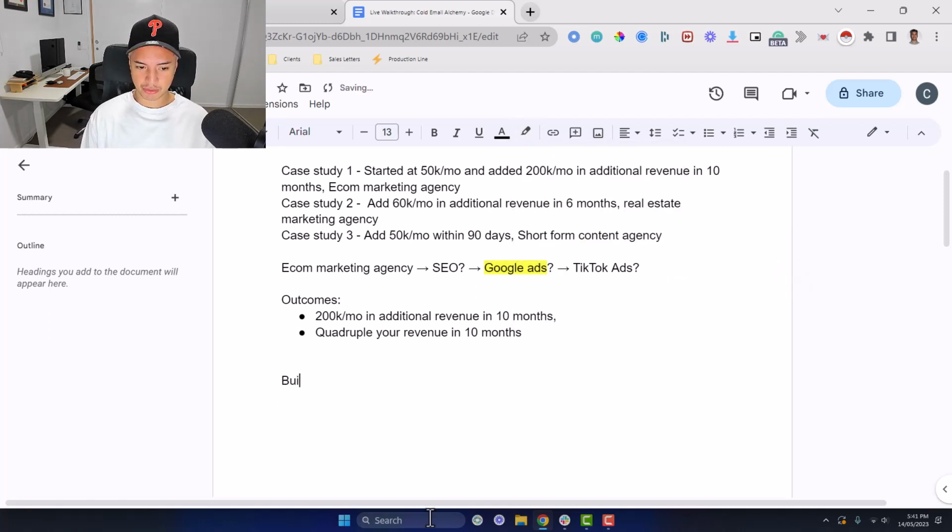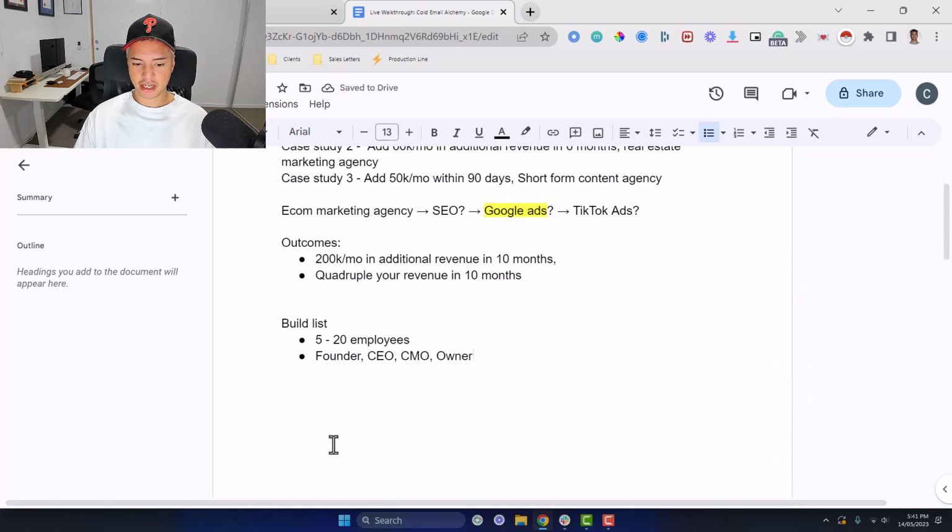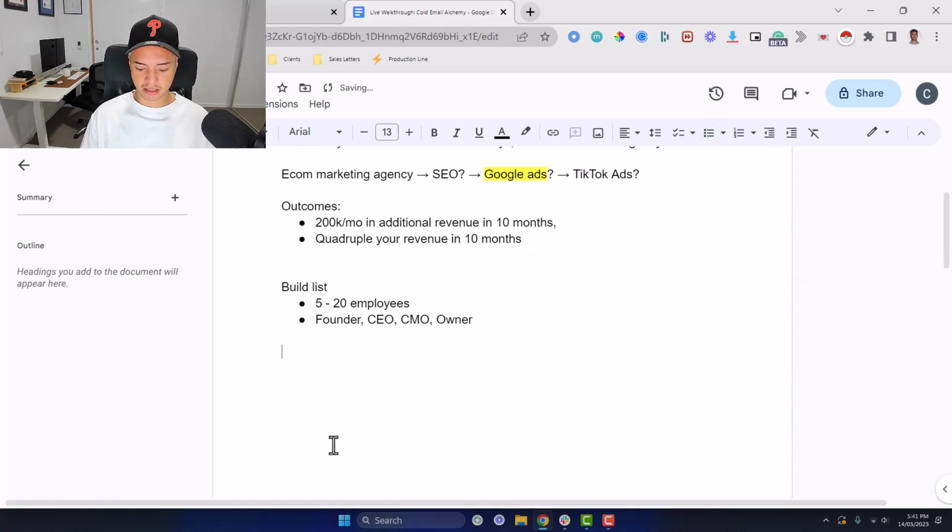Well, now I'm going to go and build my list, and look for Google Ads agencies similar to this one. So they were at 50K a month. So then I would build a list that has 5 to 20 employees. Founder, CEO, CMO, owner. So those would be the job titles that I scrape for. And then I'll just look for people that are actually similar to that case study. And then once I actually scrape that list, I'd ask myself these questions.